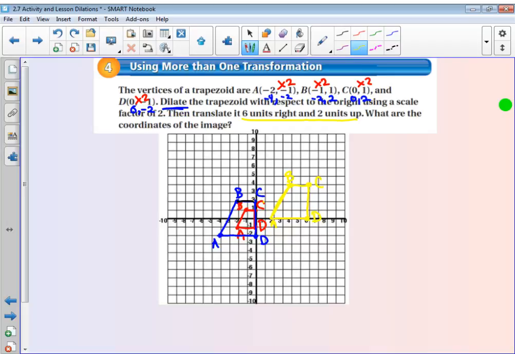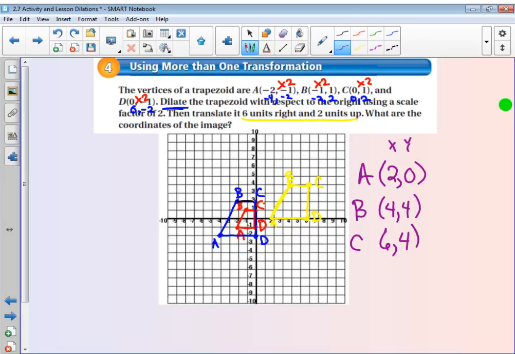So our newest image, our yellow image, they want us to go ahead and write out the coordinates of our yellow image. So for A, my new coordinates are, well, over to 2. Remember, it's always over, then up or down because it's X, then Y. Okay, so it's over to 2, stay at 0. For B, well, I had to go over to 4 and up to 4. For C, it's over to 6, up to 4. And for D, it's over to 6, stay at 0. So there's my new coordinates.